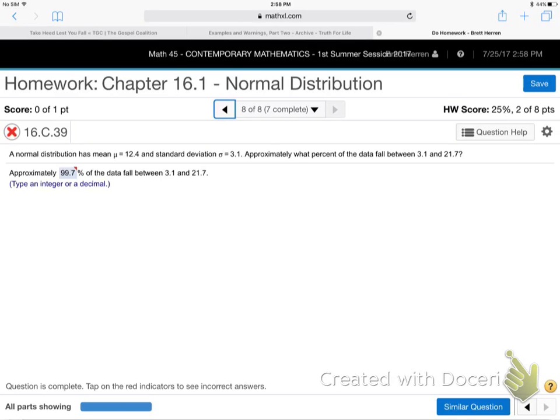Okay, normal distribution has a mean and a standard deviation. Approximately what percent of the data fall between these two values? That's a weird question, but we'll see. So basically, when you read these questions, just always make the normal curve. That's always what they want you to do. Unless they say something like 25% or 75%, then you just use the Q1 or Q3 formula. Is that making sense, how to approach these?